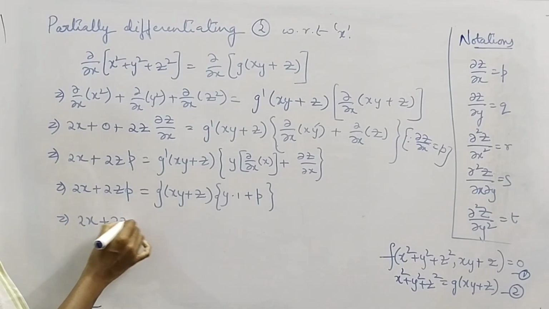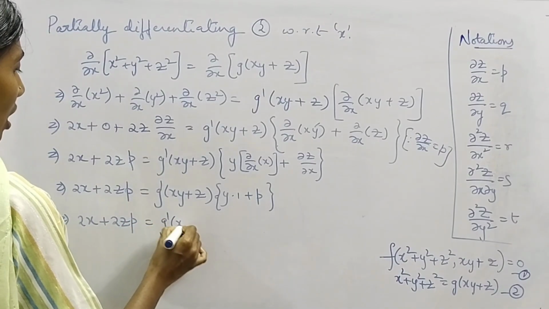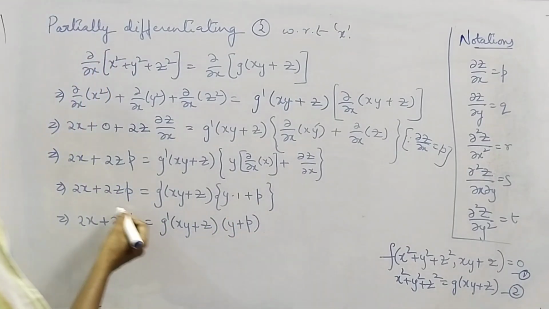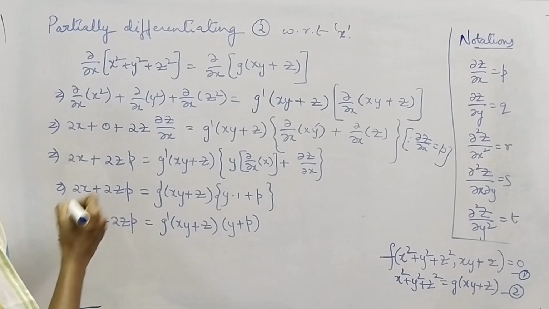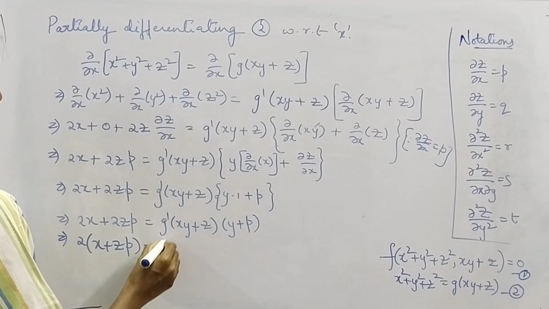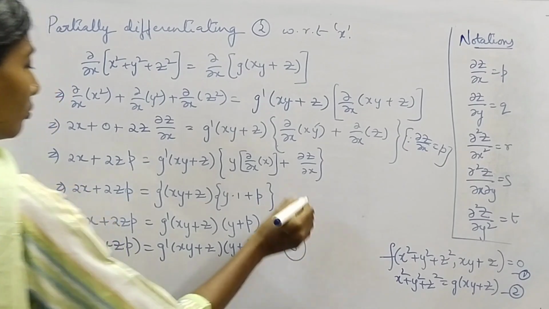Finally you'll get 2x plus 2zp equal to g dash of (xy plus z) into (y plus p). Or you can take 2 common from the two terms on the left if you feel we can just cancel 2 later. We exactly know that 2 gets cancelled, so I'll take 2 common here because I know what's going to happen. So I'm taking 2 common from the two terms of the LHS, and this results in equation number 3.